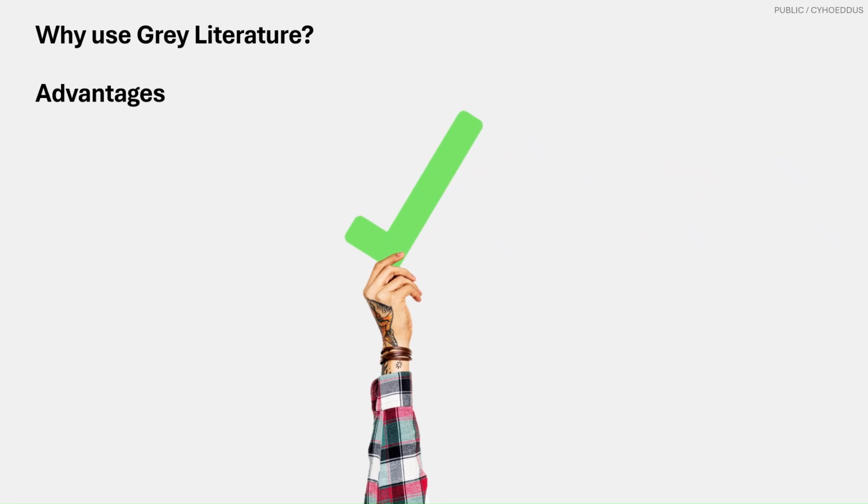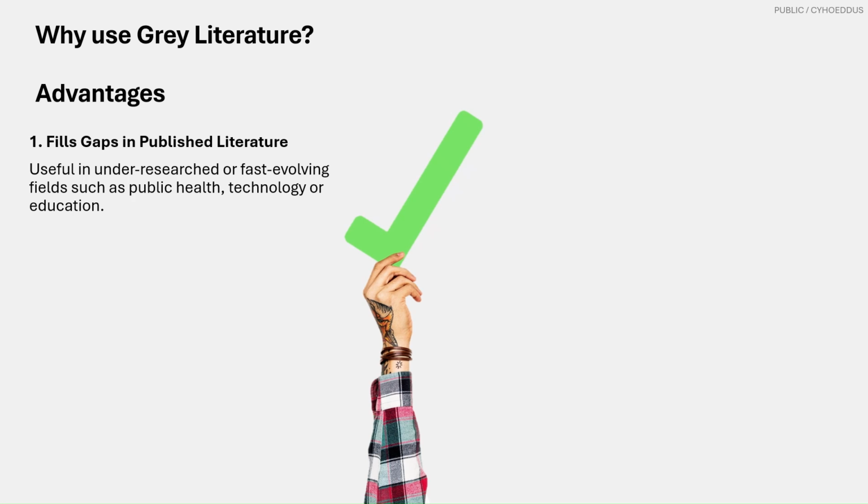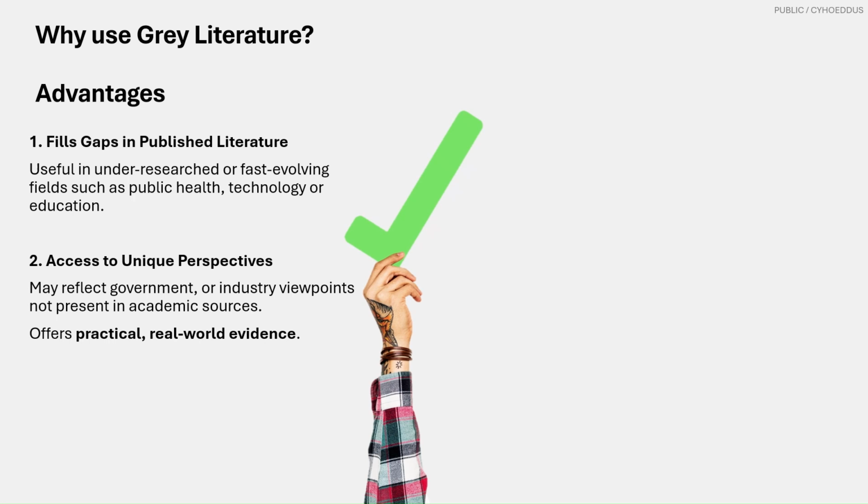There are many advantages to using grey literature in your research. It fills the gaps in published literature. It's very useful for under-researched or fast-evolving fields such as health, technology, or education. It gives you access to unique perspectives that may reflect government or industry viewpoints not present in academic sources. It offers practical, real-world evidence.